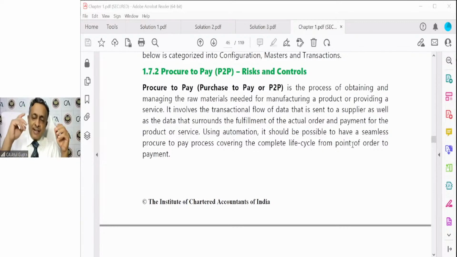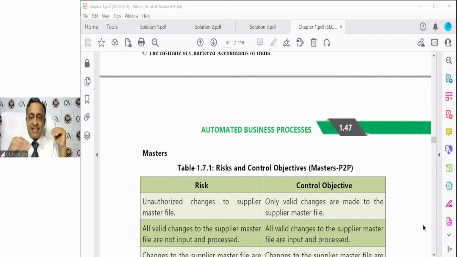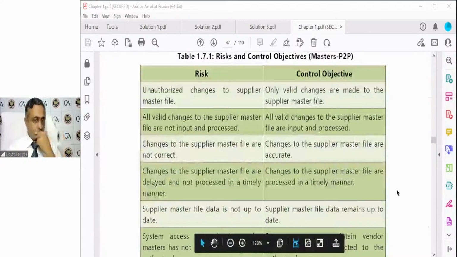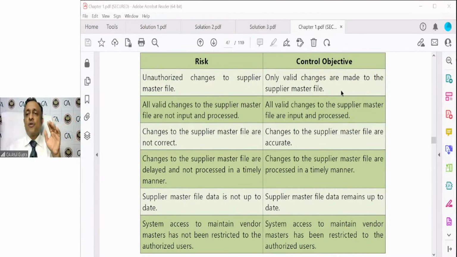See why the idea has to be there. Whatever system related controls you think about, first there has to be a clear understanding of the transaction that you are trying to control. This transaction is clear to all of you. If the transaction is clear, then the control element will also be easy to understand. So procure to pay first. Then in the module, two levels have been given: controls at master level and at transaction level. So let us take master. The risk is also given, and the control objective against the risk is also given. So we will read it.